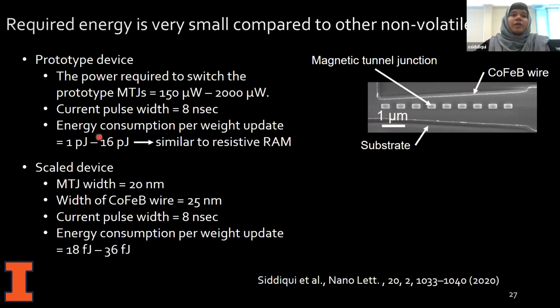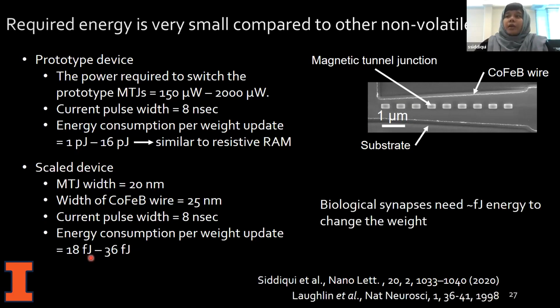Today's industry can create a magnetic tunnel junction with a width of 20 nanometer and a cobalt iron wire of about 25 nanometer. The parameters I'm showing here use very conservative assumptions. I'm thinking about using a current pulse of 8 nanosecond, but that will give us an energy consumption on the order of femtojoule. To give some perspective, the biological synapse, which is the ultimate goal, since we want to be as efficient as the human brain for classification without consuming a lot of energy, also consumes about a femtojoule for any synaptic weight update.